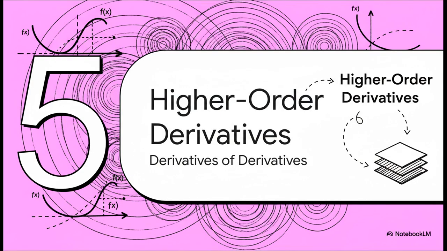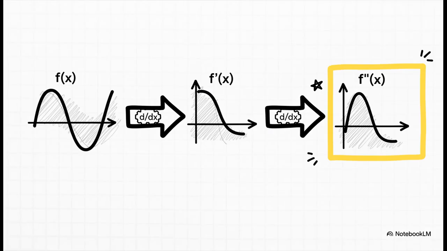Okay, so let's pause for a second. We established that the derivative, f prime of x, is a function all by itself. So that leads to a really interesting question, doesn't it? If it's a function, can we take its derivative? Can we find the derivative of the derivative? And the answer is a resounding yes. And when we do, it unlocks a whole new layer of understanding. We call these higher-order derivatives.